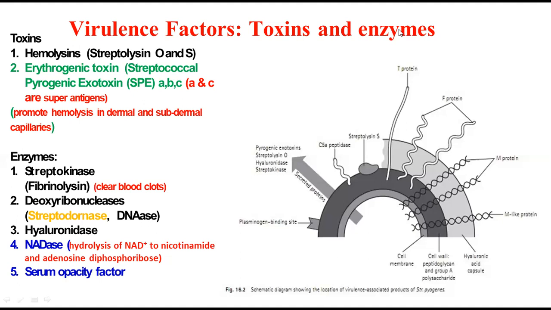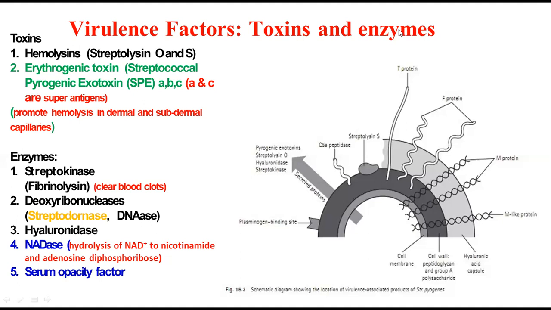So keep in mind that erythrogenic toxins are very dangerous, and these are the main toxins that can sometimes, due to these superantigens, even cause the death of a person, along with the rash on the skin. Coming to the enzymes, these were the two toxins. Remember: hemolysins and erythrogenic toxins, and hemolysins are divided into streptolysin O and S. We will come to know more.